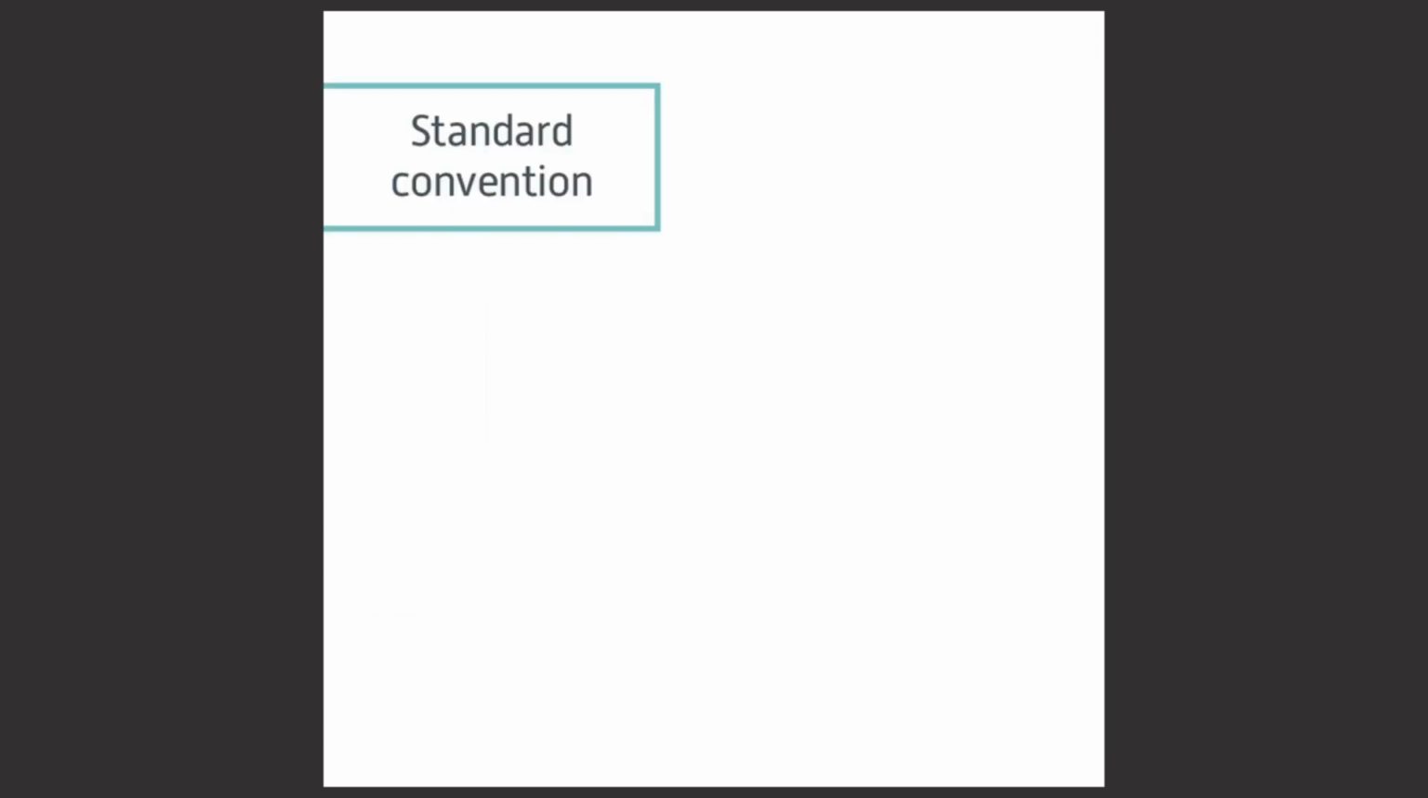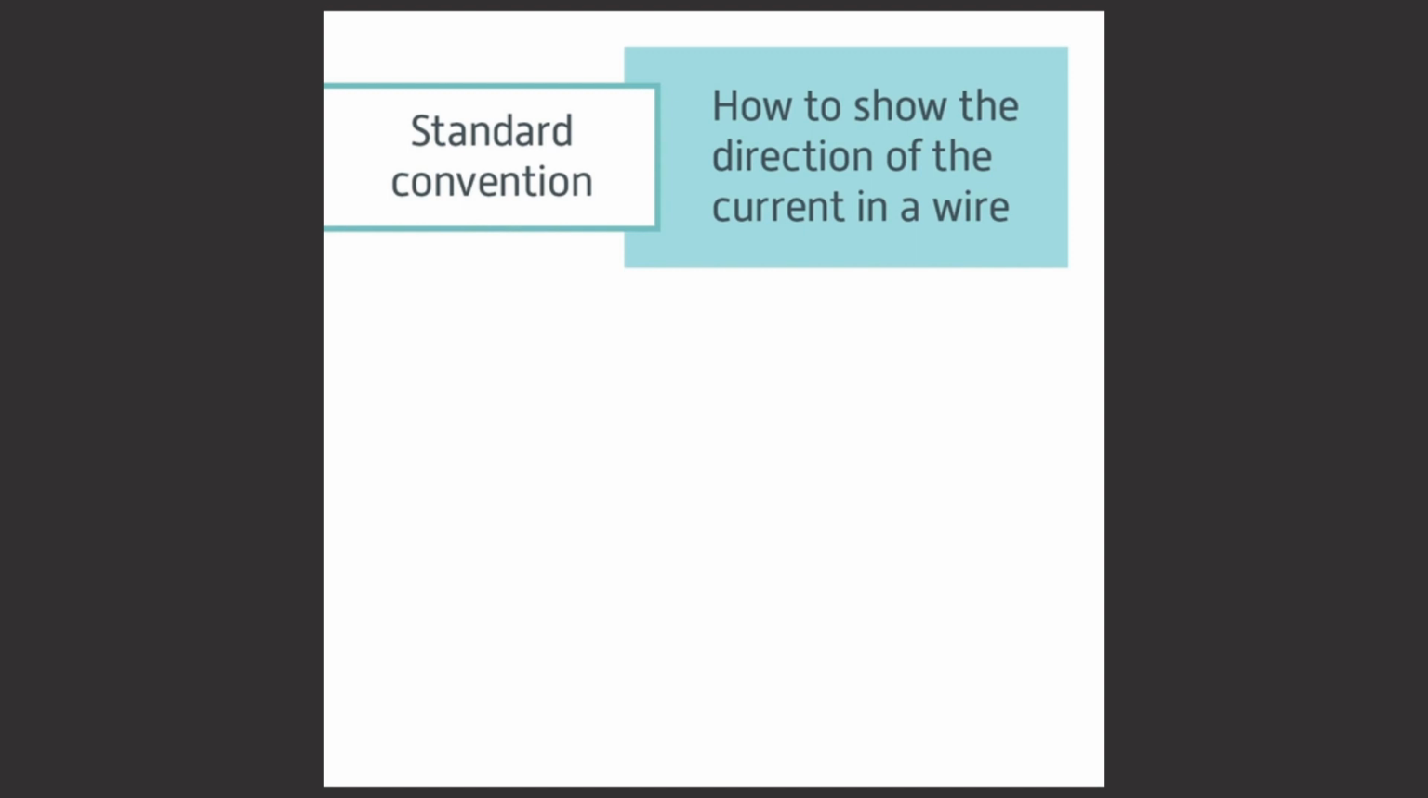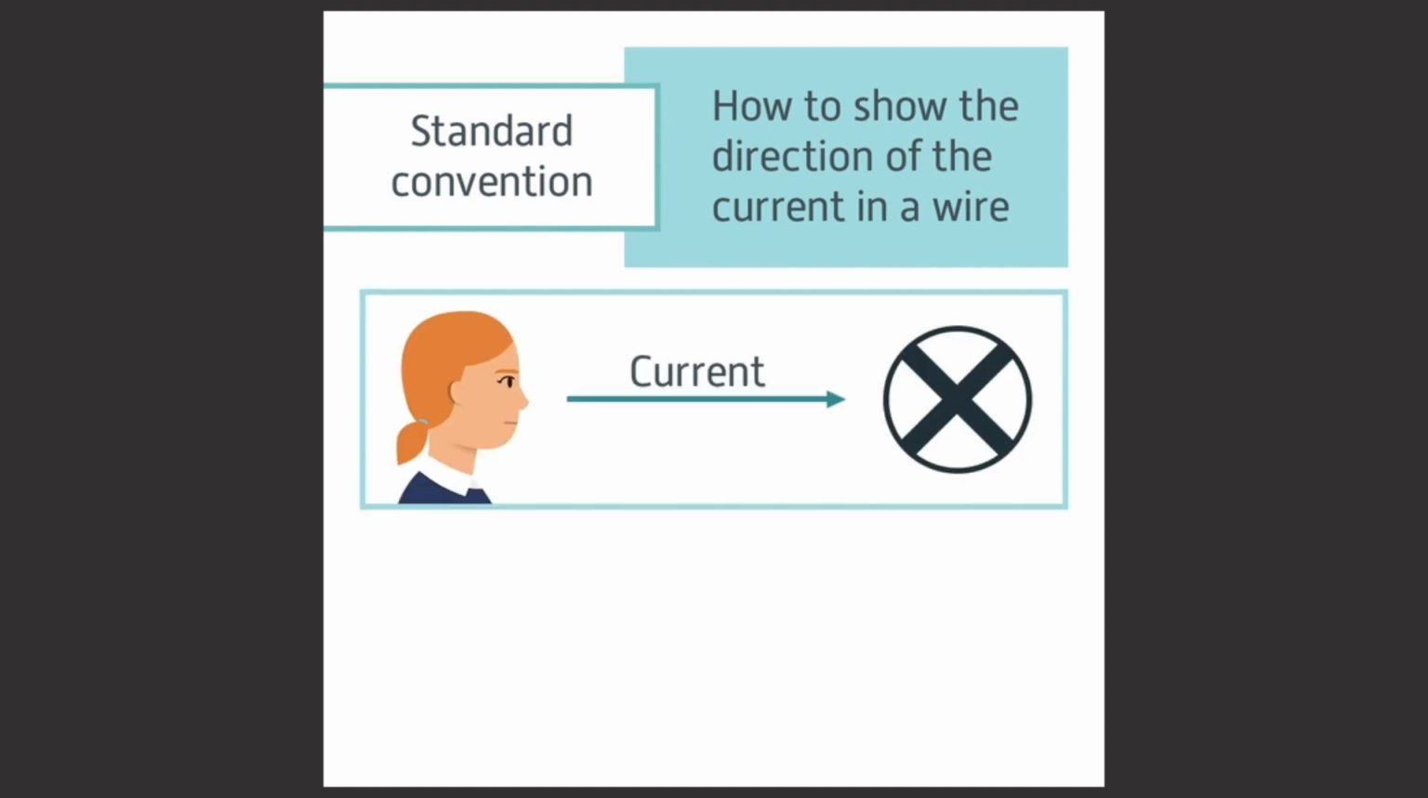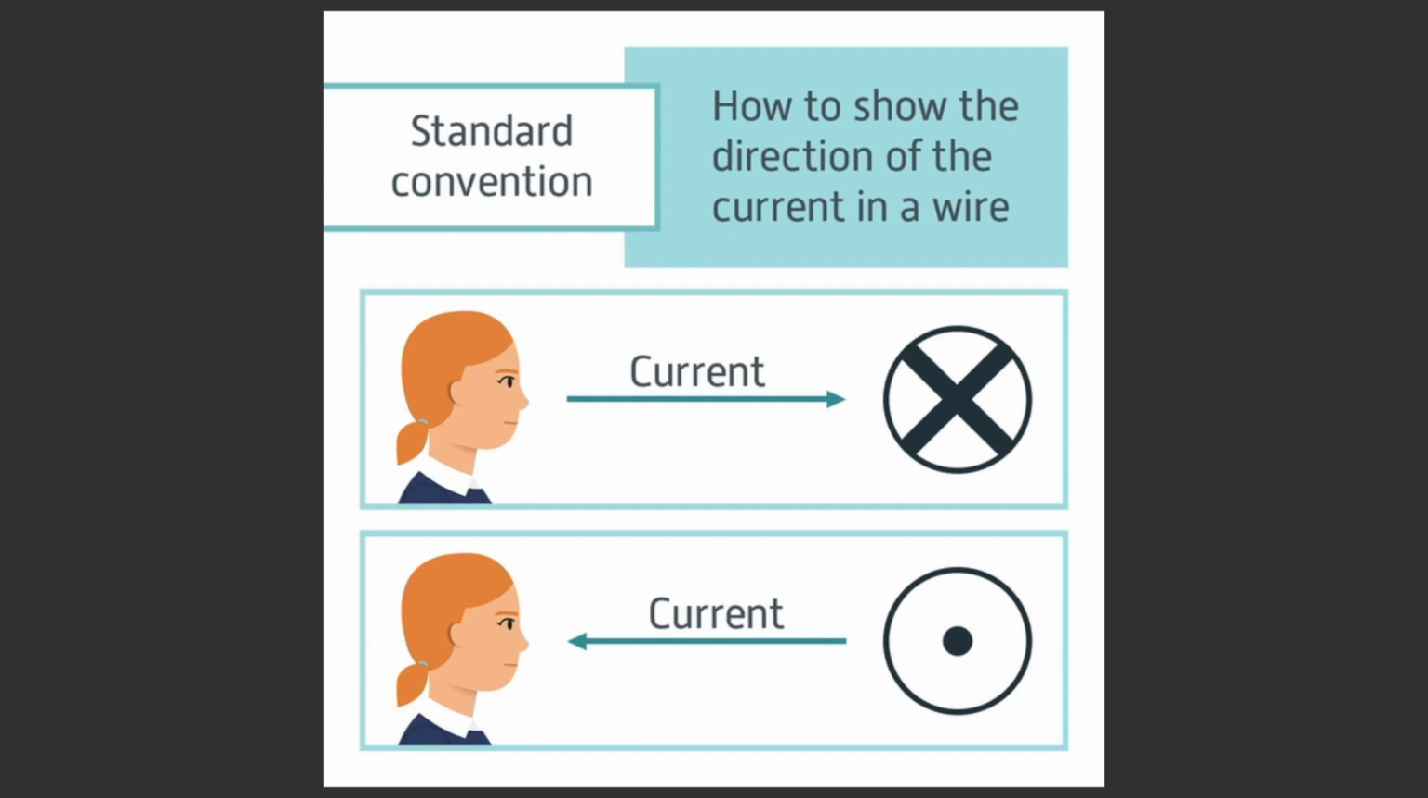There is a standard convention about how to show the direction of a current in a wire when you draw a diagram. When the current is going away from you, draw an X in the circle that represents the wire. When the current is coming forward, towards you, draw a dot in the circle.